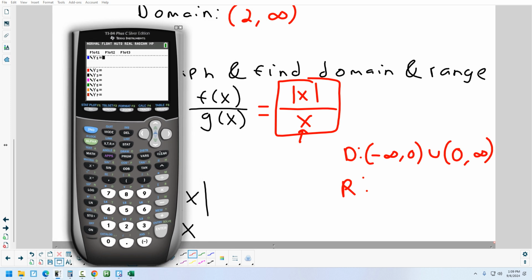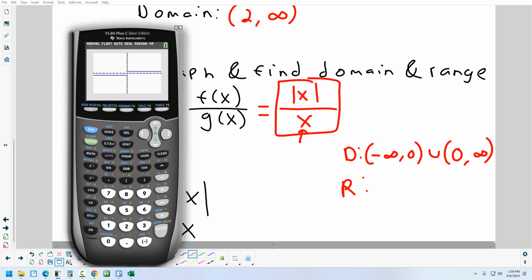So absolute value, if you don't remember where that is, it's under math, number, absolute value. So absolute value of x divided by x. Does it look like this graph goes up and down forever? No. In fact, it only looks like it ever hits two values. What are the two numbers that it looks like it hits in the range?